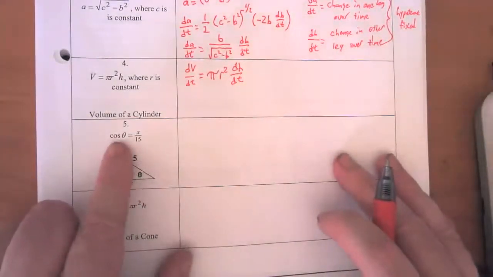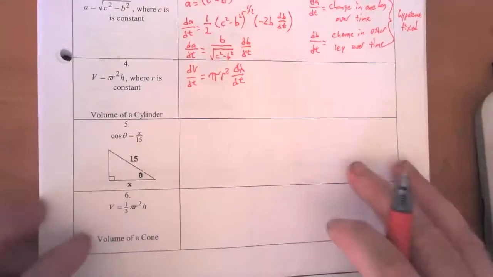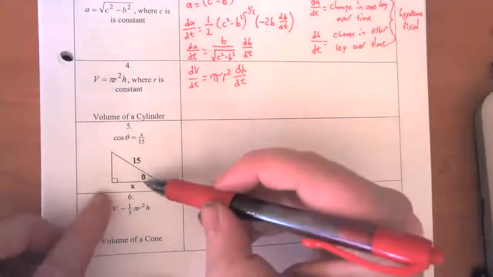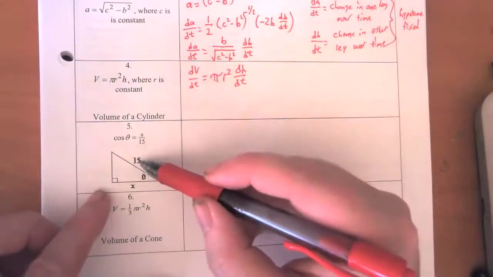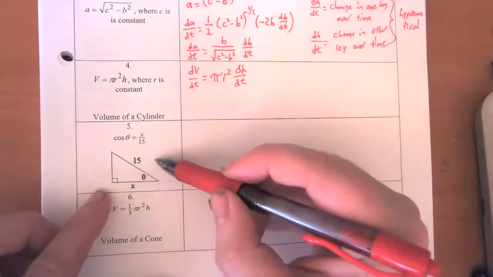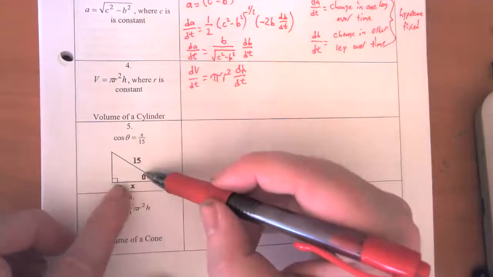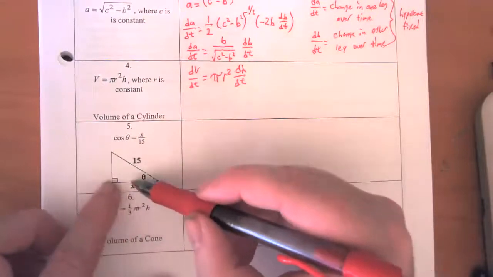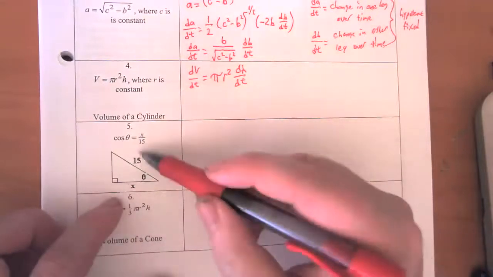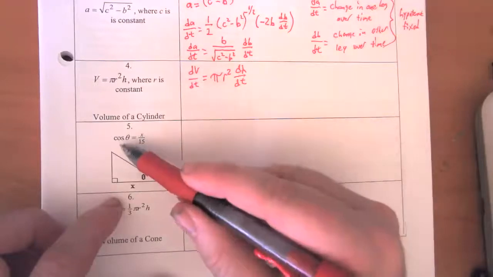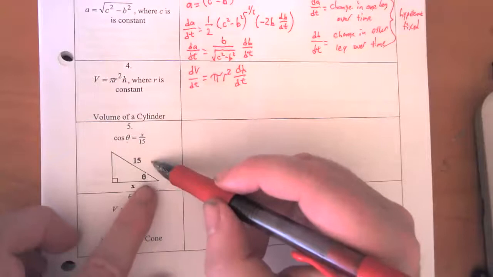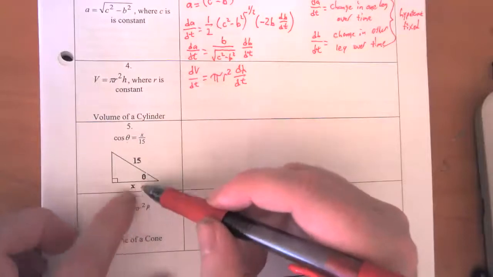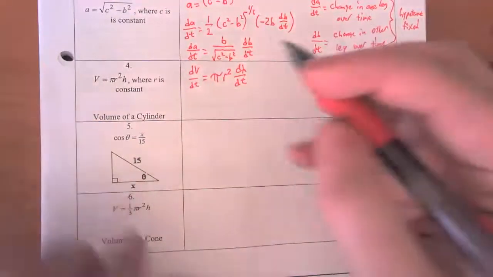Next problem is cosine theta is equal to x over 15. All right, so here is a problem where you've got a right triangle and the hypotenuse is fixed and the angle is changing. And as the angle changes, the length of the adjacent side is changing. And so they're talking about, let's come up with a formula that talks about the rate of change of the angle versus the rate of change of the adjacent side.